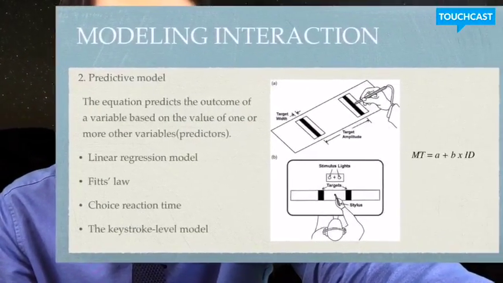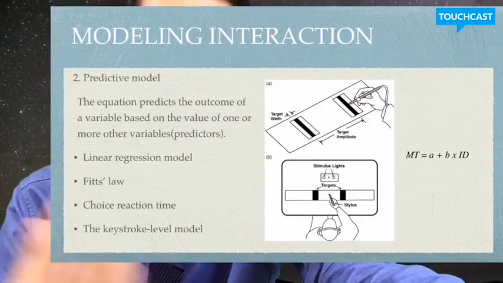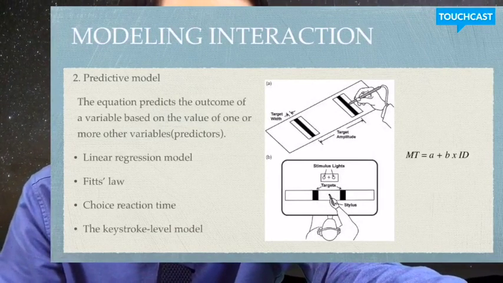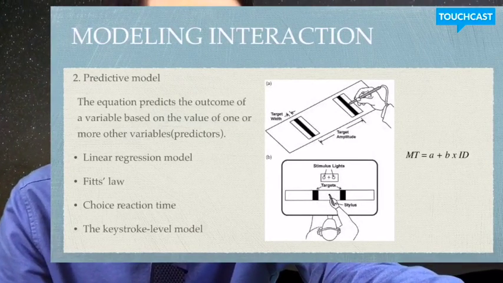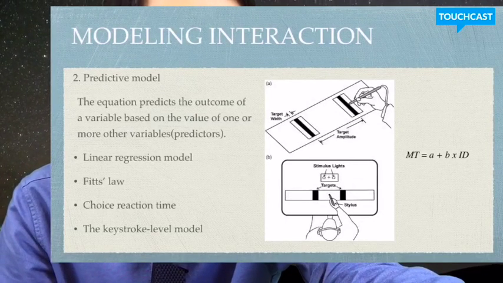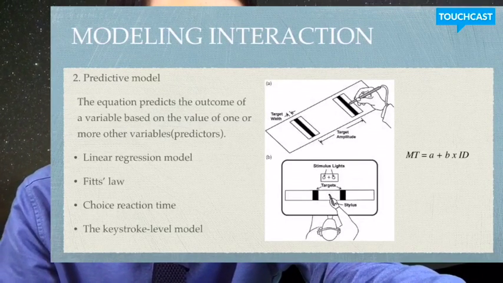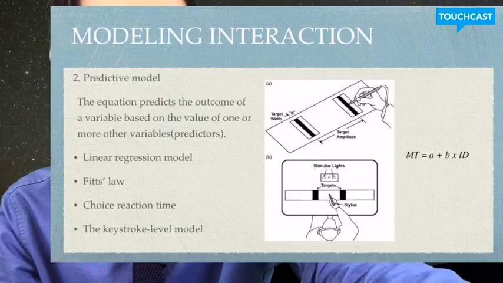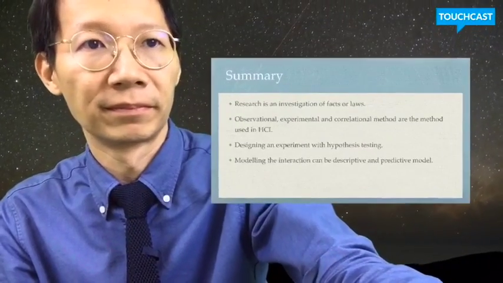Model of interaction, another one is called predictive model. Predictive model is something that has an equation, to predict the outcome of a variable based on the value, like the Fitts' law model, linear regression model, choice reaction time model, keystroke-level model.